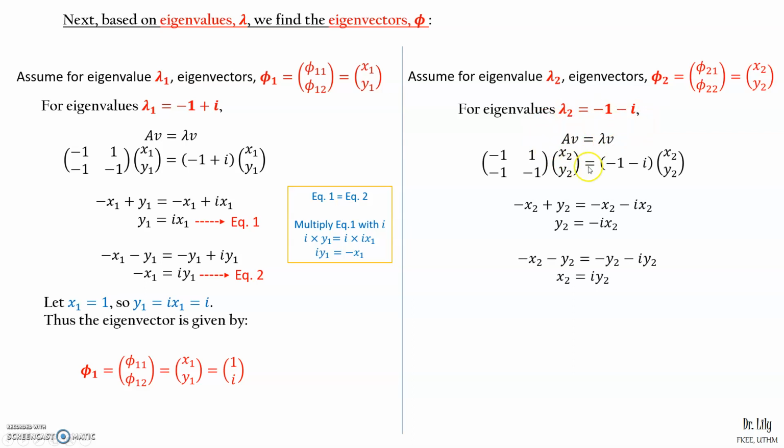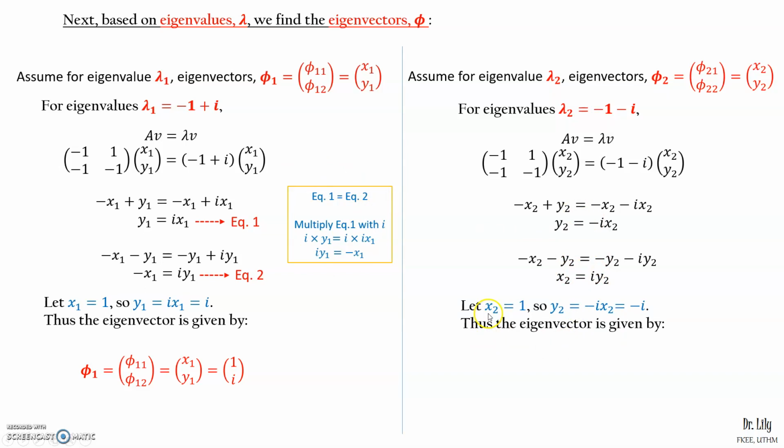So, sama juga, kita masukkan ke dalam persamaan AV equal to lambda V. So, kita just repeat the process, masukkan matrix A, matrix eigenvector, and then value of the lambda, and matrix eigenvector. And then lepas tu, kita kembangkan persamaan untuk row yang pertama dan row yang kedua. So, finally, you akan dapat Y2 equal to negative IX2. And then here you have X2 equal to IY2. So, sama juga. Persamaan ni dan persamaan ni should be sama. So, you boleh provekan by guna teknik ini.